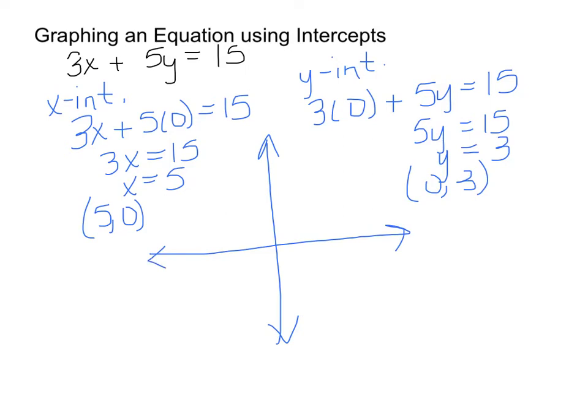So we have 5, 0. So that's your x-intercept. And then you have 0, 3. And that's your y-intercept. And you connect those. And that would be your graph.